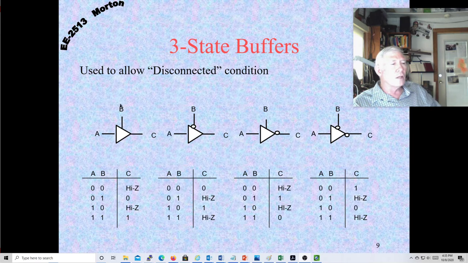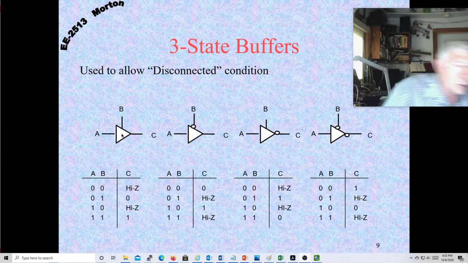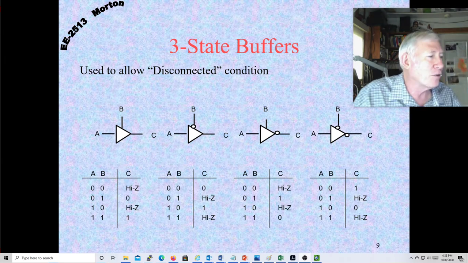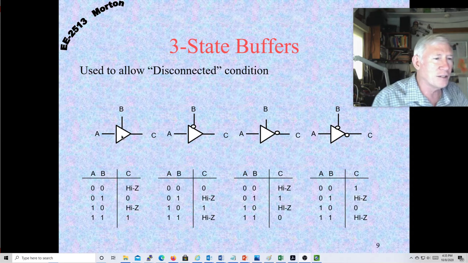Now, the other input you have to this gate is the B input. The B input is a control line that controls whether the buffer is working, active, and passing A through to C, or inverting it to C in the case of the inverting ones, or whether this tri-state buffer is in what's called a high Z state, where it's essentially disconnected. So in that case, A does not drive C anymore. C is just out there floating, disconnected from A completely.